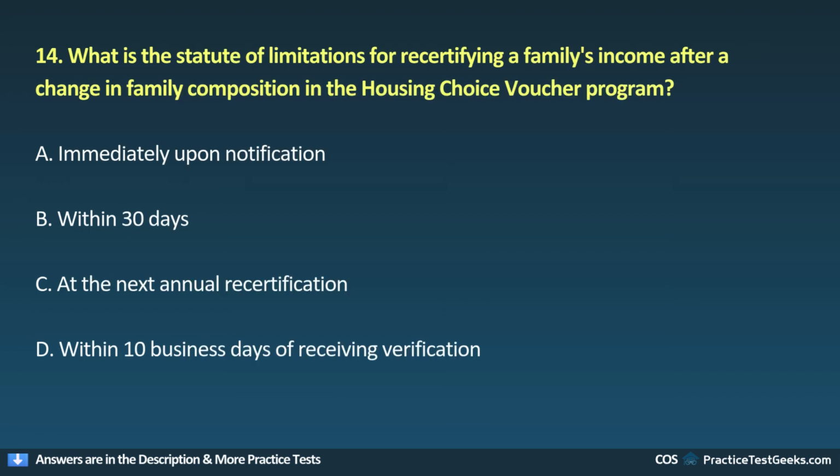14. What is the statute of limitations for recertifying a family's income after a change in family composition in the Housing Choice Voucher program? A. Immediately upon notification. B. Within 30 days. C. At the next annual recertification. D. Within 10 business days of receiving verification.